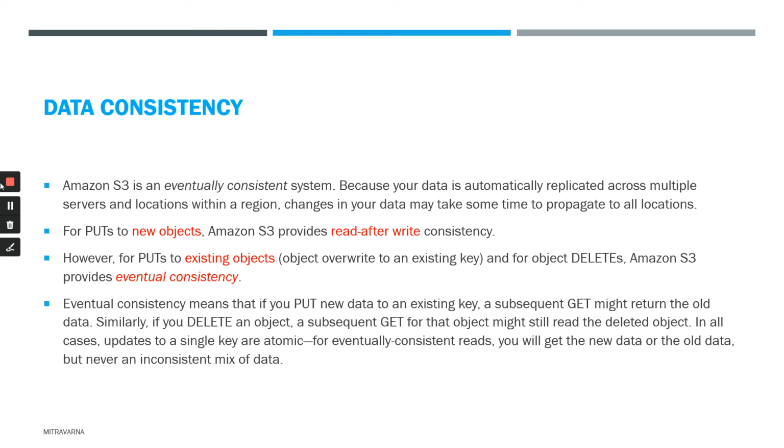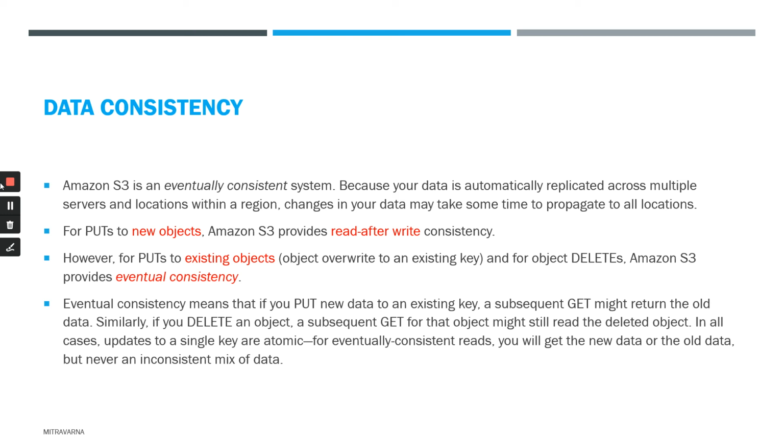For puts to new objects, Amazon S3 provides read after write consistency. Obvious, right? If you want to read something, we are supposed to write something on the cloud first. Without giving anything, can I get anything? No, right? The same policy is applicable here. Before you read any data, you must write something to the particular bucket. That is how the consistency works.